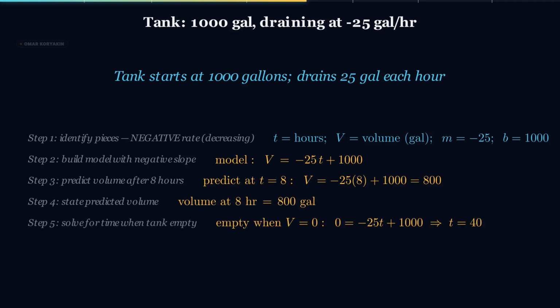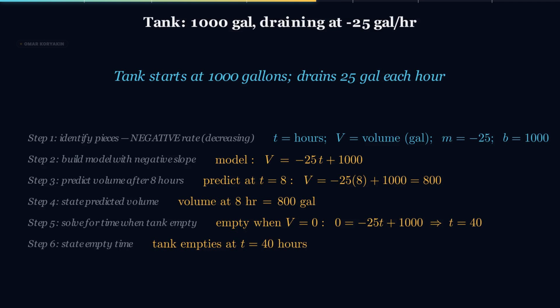Step 5. Verify by substituting back into the model. V equals negative 25 times 40 plus 1000 equals negative 1000 plus 1000 equals 0. Match. The model produces V equals 0 exactly at t equals 40 hours, consistent with the inverse calculation.